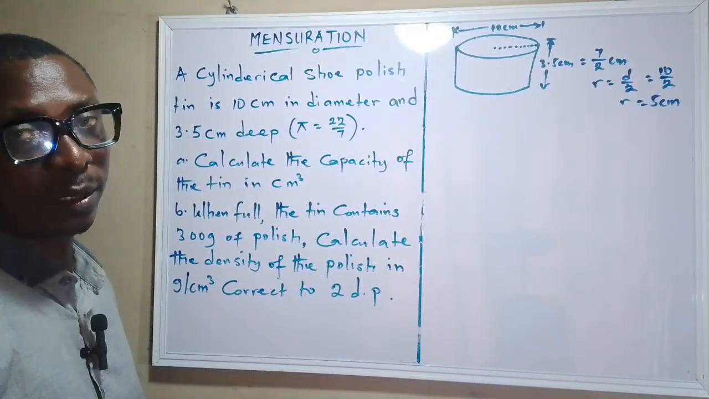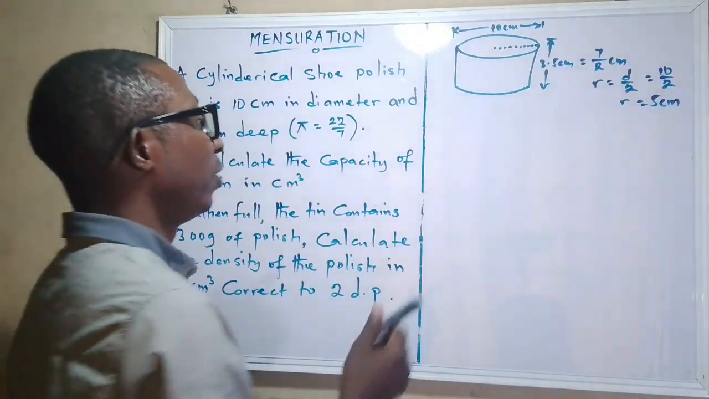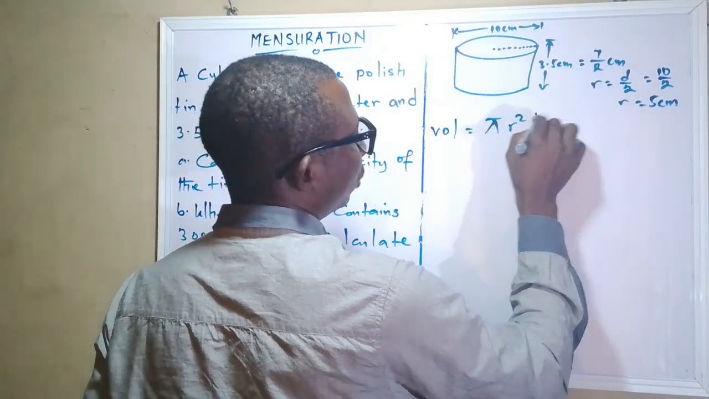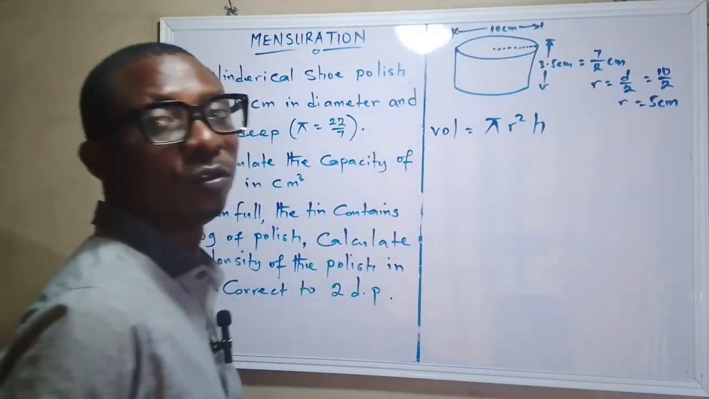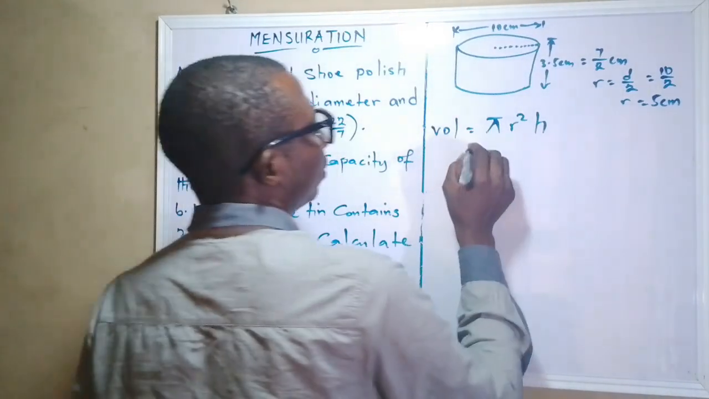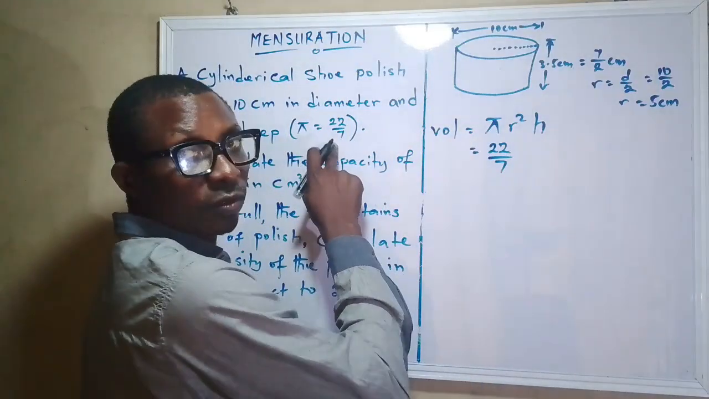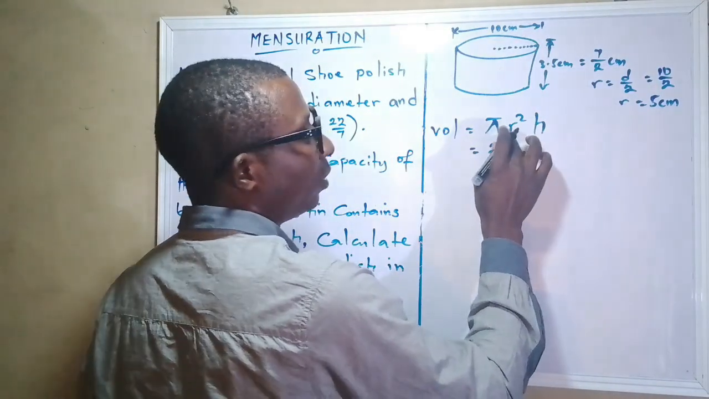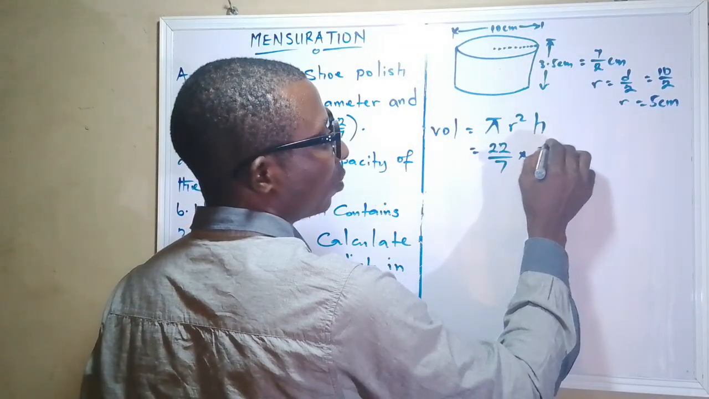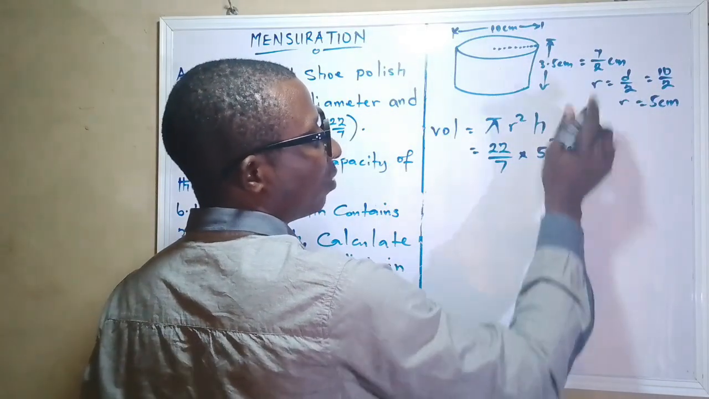Alright, so now we can calculate the capacity of this cylinder. When we say capacity, we are referring to the volume. So what is the volume of the cylinder? The volume will be pi r squared h. This is the formula for finding the volume of a cylinder. So we have pi as 22/7 times radius 5 squared times our height, 3.5, which is the same thing as 7/2.